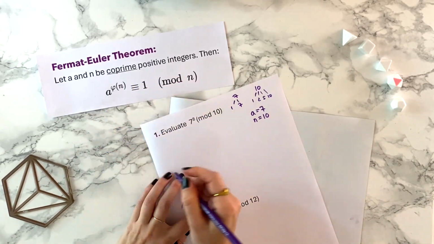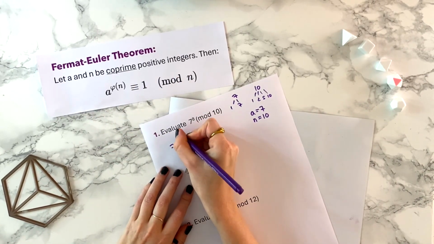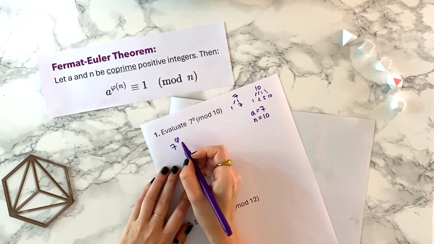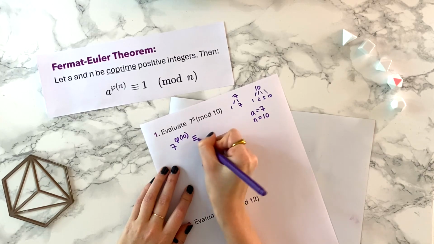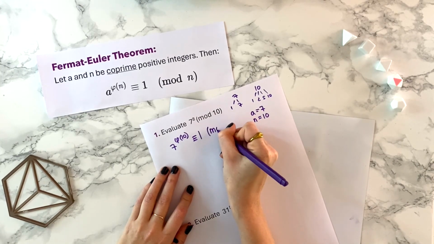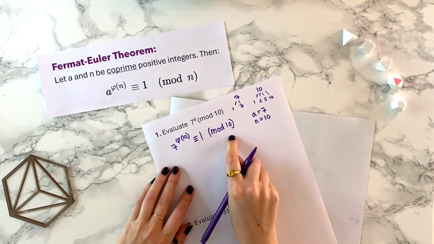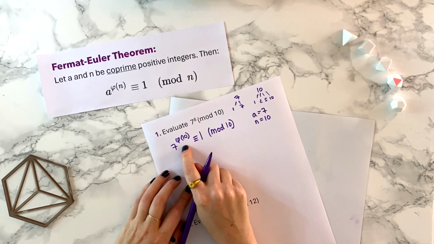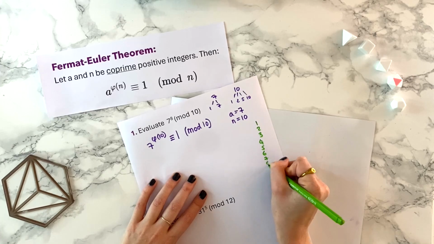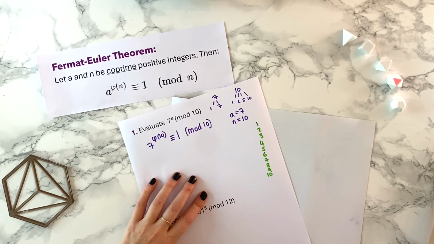By this theorem, 7 to the power of phi of 10 is congruent to 1 mod 10. Okay, what is phi of 10? Let's work this out separately. Let's go through and work out which numbers up to and including 10 are coprime to 10.